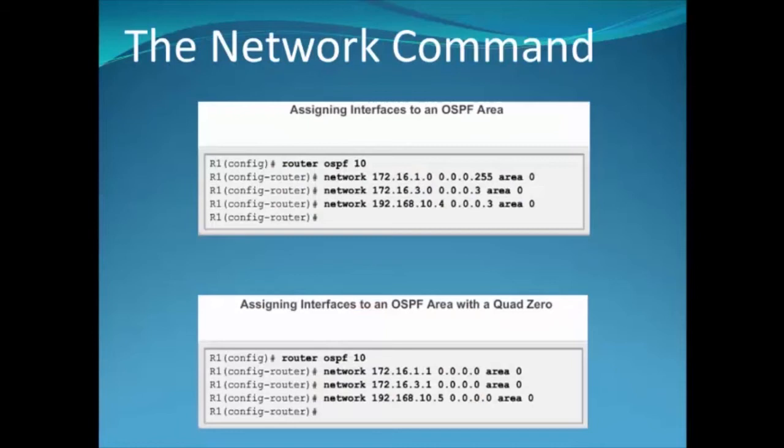The network command. Figure 1 shows the required commands to determine which interfaces on router 1 participate in the OSPFv2 routing process for an area. Notice the use of wildcard masks to identify the respective interfaces based on their network addresses, because this is a single-area OSPF network. All area IDs are set to 0. Figure 2 provides an example of specifying the interface IPv4 address with a quad-0 wildcard mask.